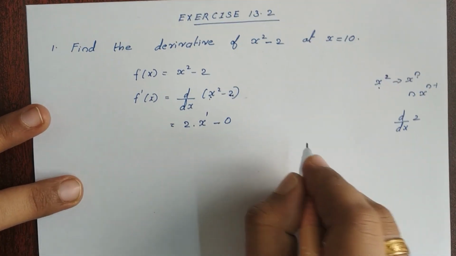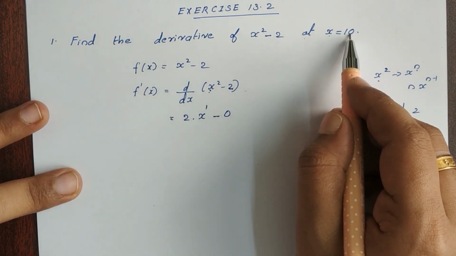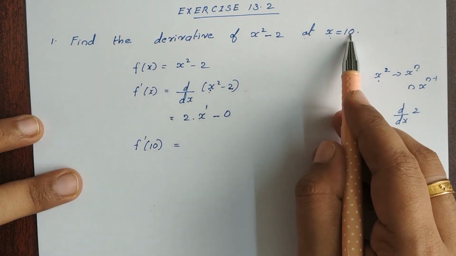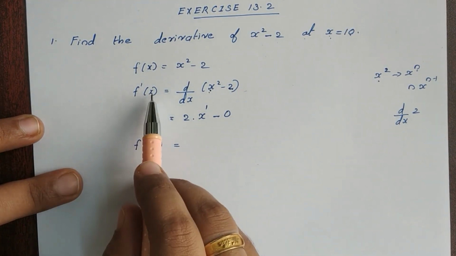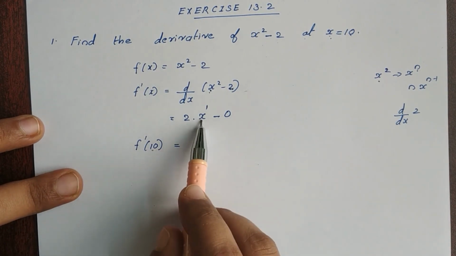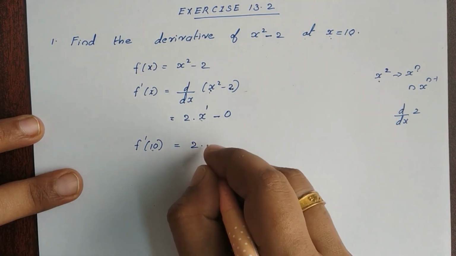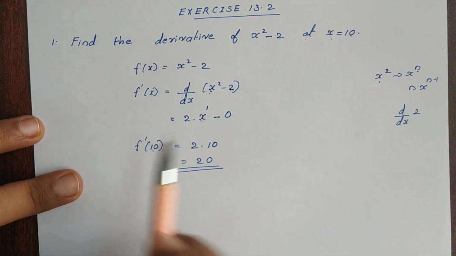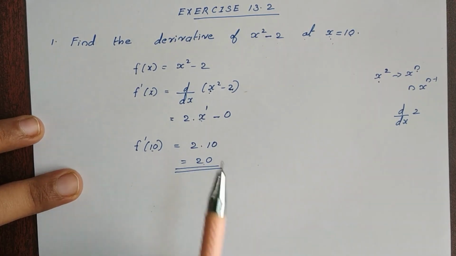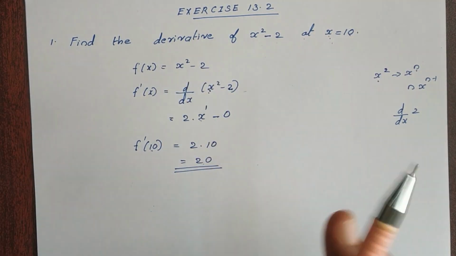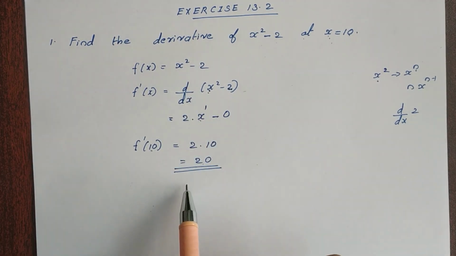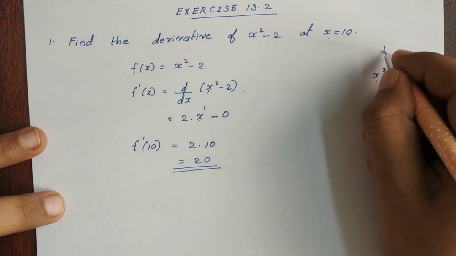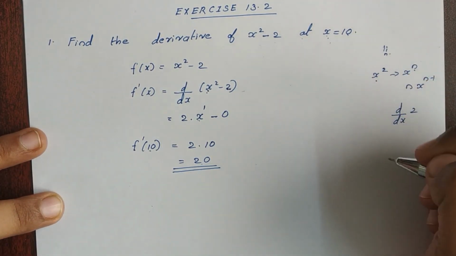Then at x is equal to 10, we have f dash of 10. Now, the right hand side is 2x, so substituting x as 10, 2 into 10 is equal to 20. So the derivative at x is equal to 10 is 20. Now we can also find the derivative using the first principle, where we write the limit h tends to 0 equation. That is the first principle.